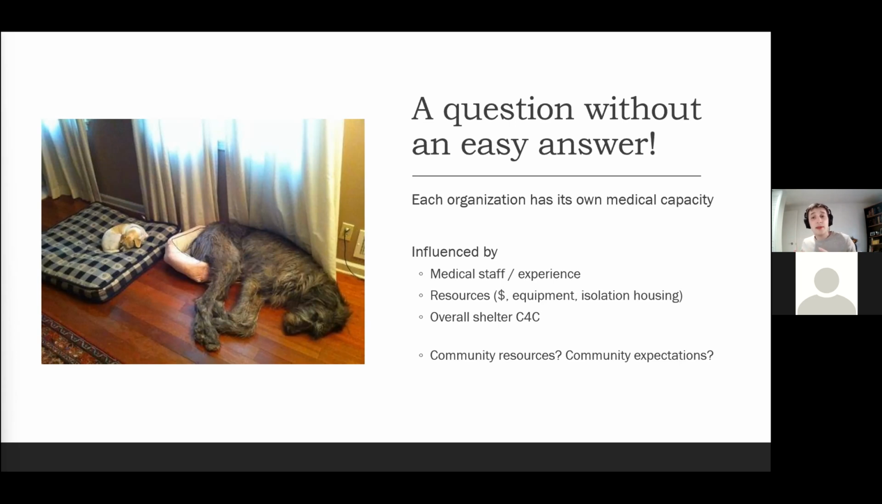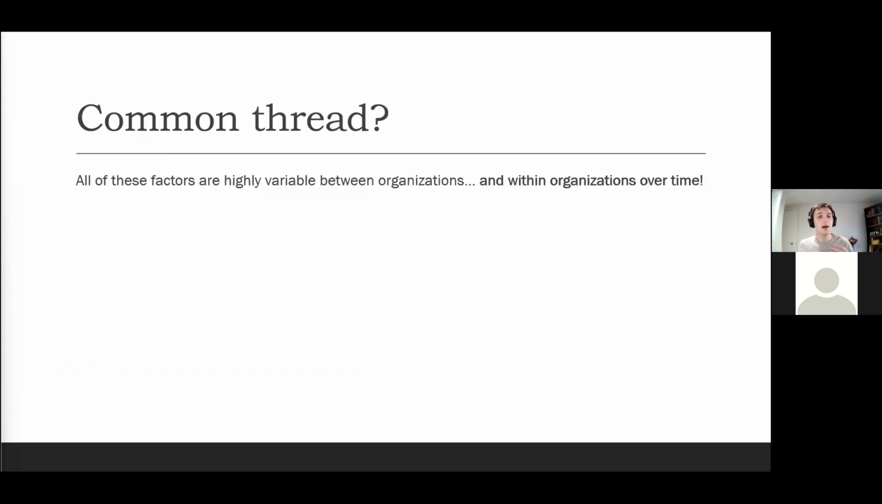So what is the common thread? This is definitely not an exhaustive list, but a pretty good place to start. And what would be the common thread between all of these factors? It's that they're all highly variable between organizations and definitely within the same organization over time.